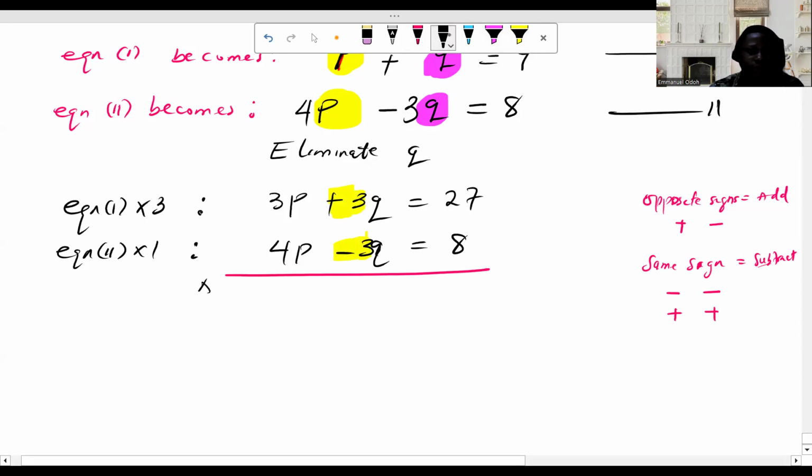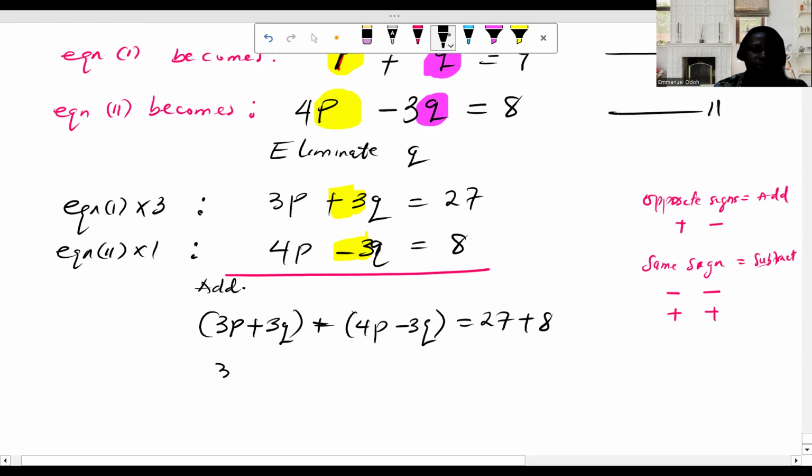So add equation 1 and 2. I'm adding the left hand side: 3p plus 3q plus 4p minus 3q equals 27 plus 8. So 3p plus 3q plus 4p minus 3q equals 35.